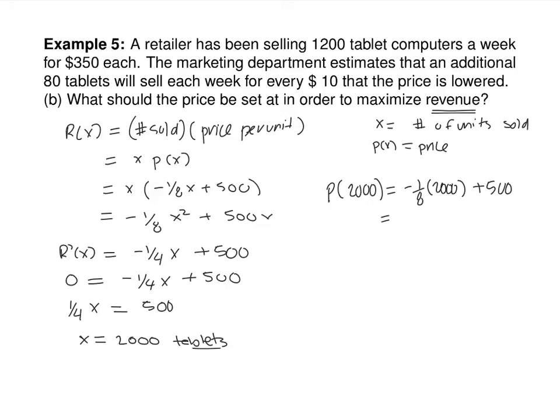250? Okay, so negative 250 plus 500 is 250. So the price you should set them at is 250 and you will make the most revenue. You'll make more selling them for less because you have sold more tablets.